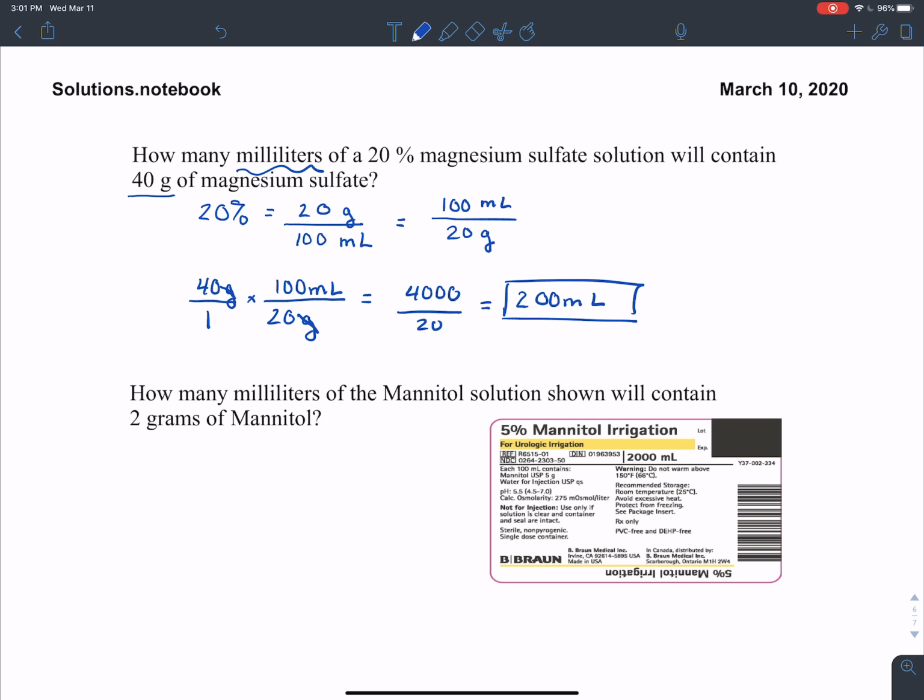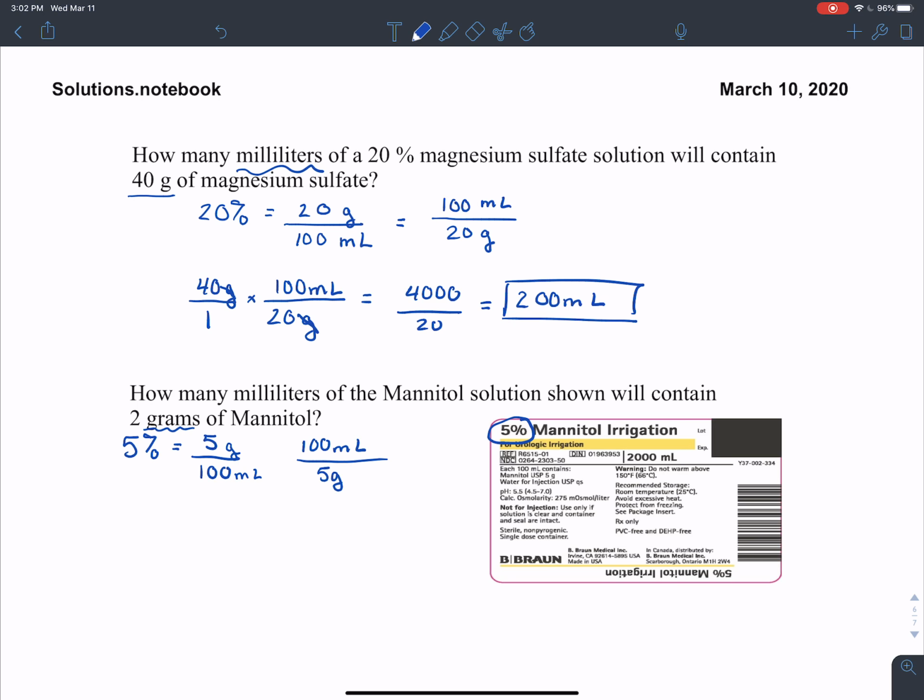The next example says how many milliliters of the mannitol solution shown will contain 2 grams of mannitol. If we look at this label, they tell us that it is a 5% solution. So that 5% solution tells us that we have 5 over 100. They tell us that the drug is a solid within the question, so we have 5 grams over 100 milliliters. Remember, we could also write this as 100 milliliters over 5 grams.